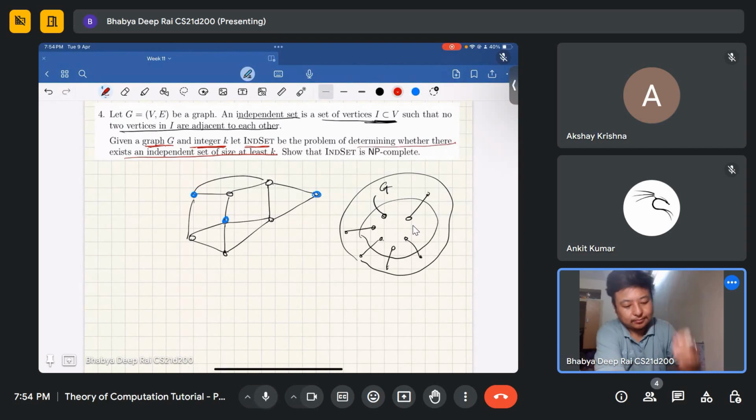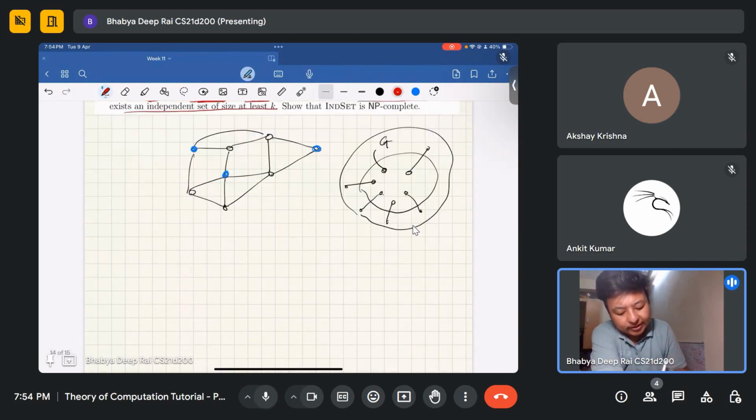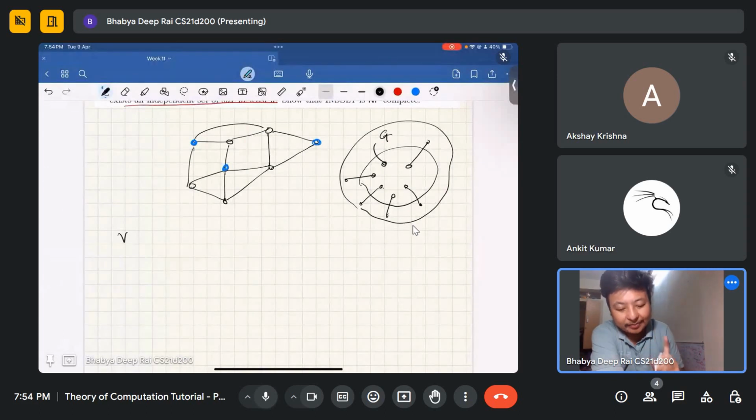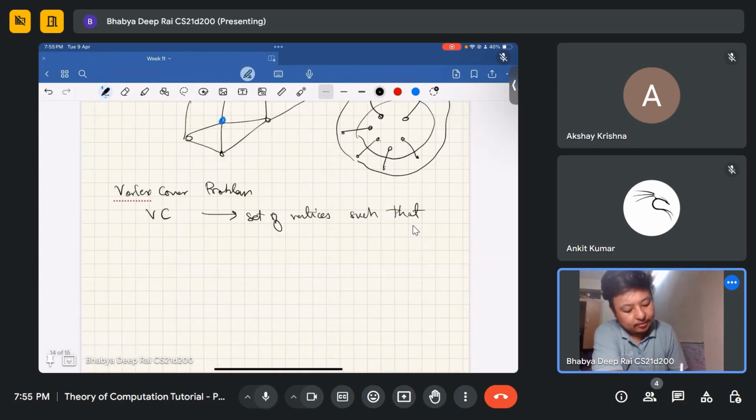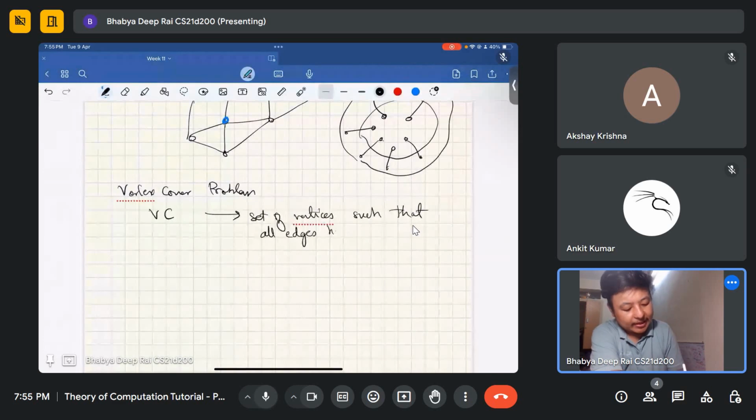This is the question. What we'll do is we'll show a reduction from a very popular NP complete problem called vertex cover, which is also called VC. It was done in the lectures, but I'll recap what vertex cover is. Vertex cover is a set of vertices S such that all edges have at least one endpoint in S.